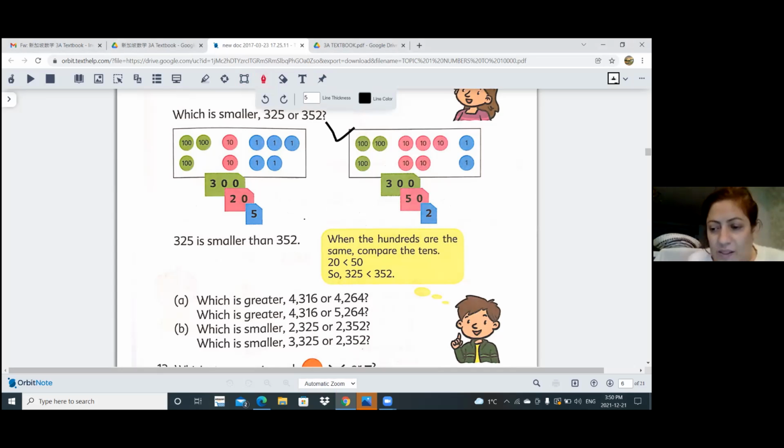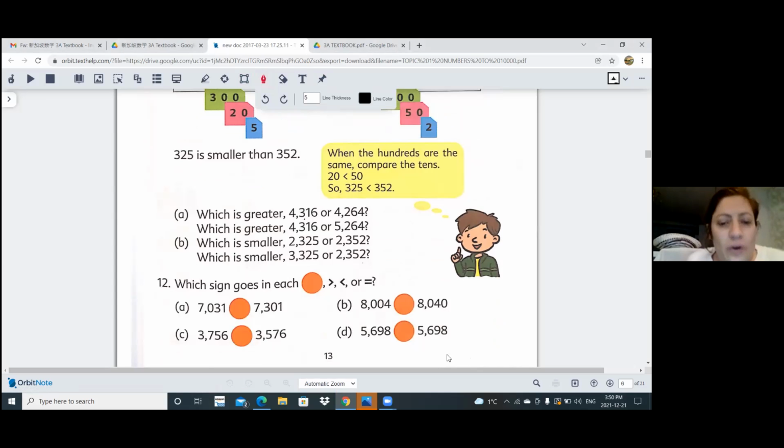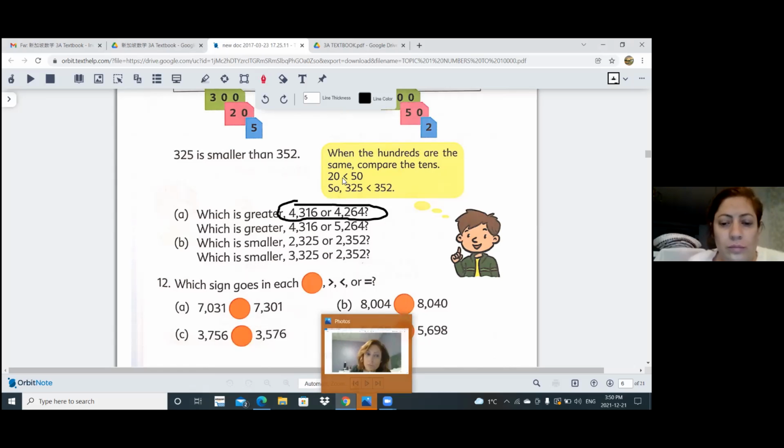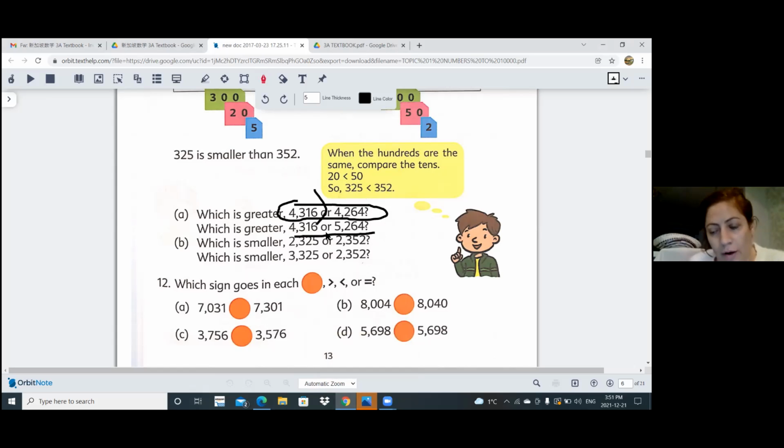Ready? Arthur, this question is for you. Arthur, which is greater? Can you say these 2 numbers for me? 4,316 or 4,264. Where am I putting Pac-Man's mouth? Facing 4,316. Good job. Michael, you're next. Which is greater? Say these two numbers. 4,360 or 5,264. Where am I putting Pac-Man's mouth?